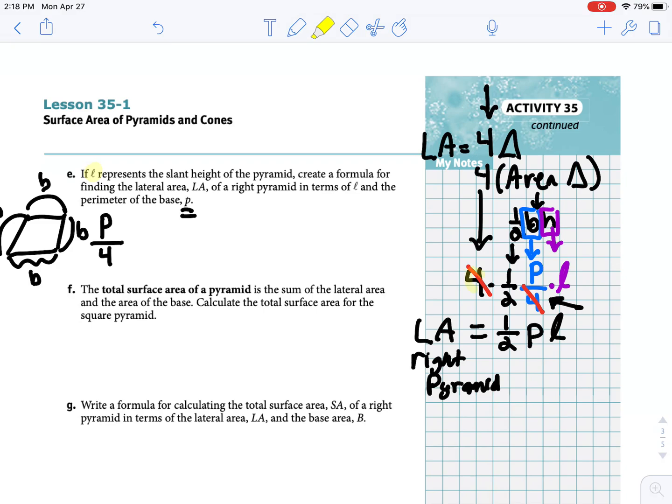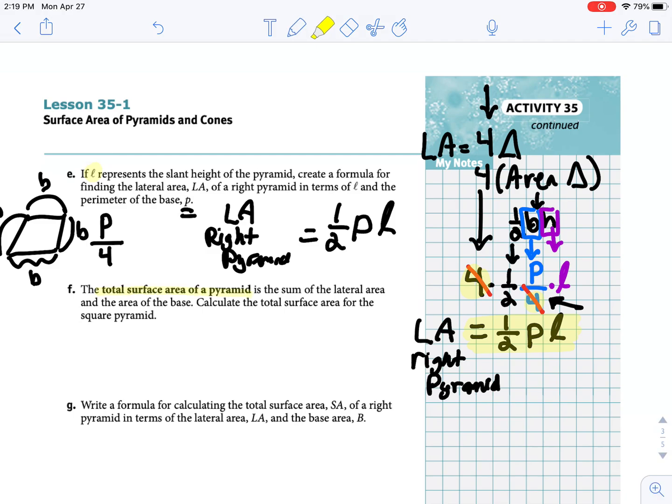So no matter what, these values, this one and this one, are always going to undo each other, which leaves us with this formula every time, regardless of what type of right pyramid it actually is. So now we've got this formula for the lateral area of a right pyramid: we can do 1/2 times the perimeter times the slant height. That means we do need to know the perimeter and the slant height, so we still might have to do some work to find those.